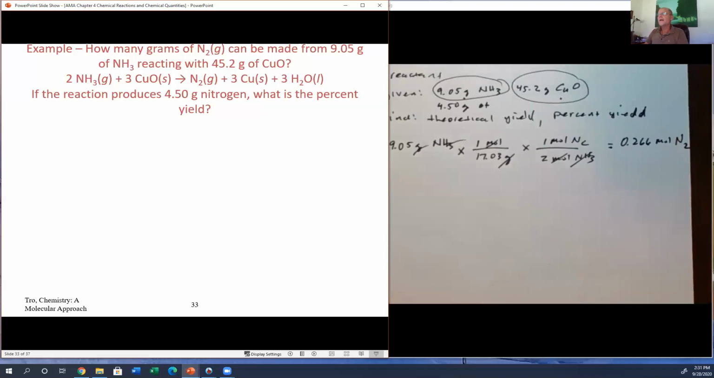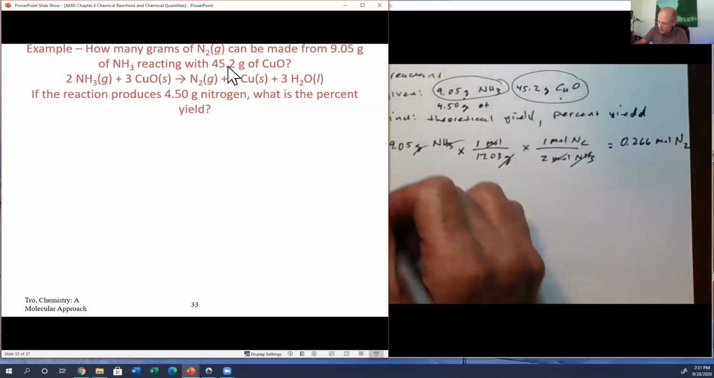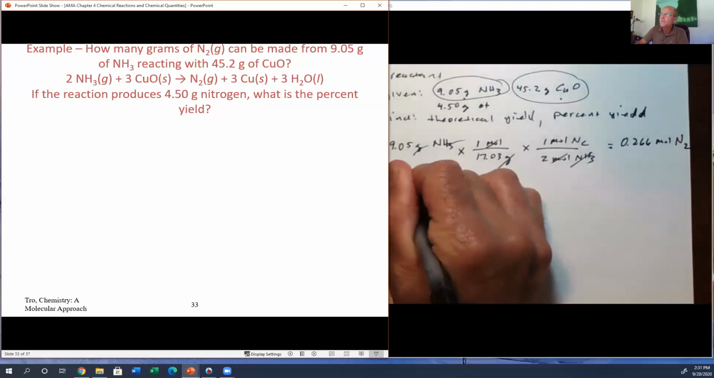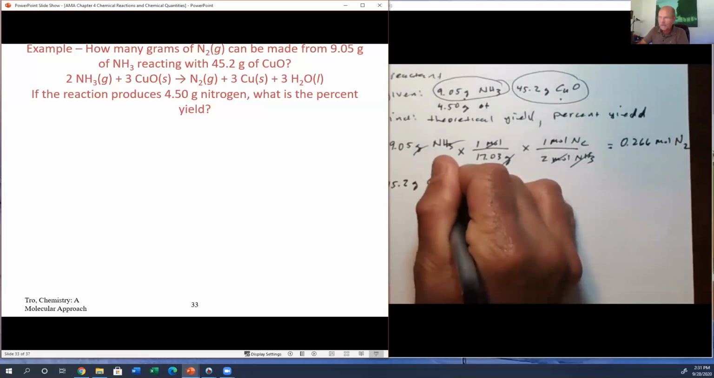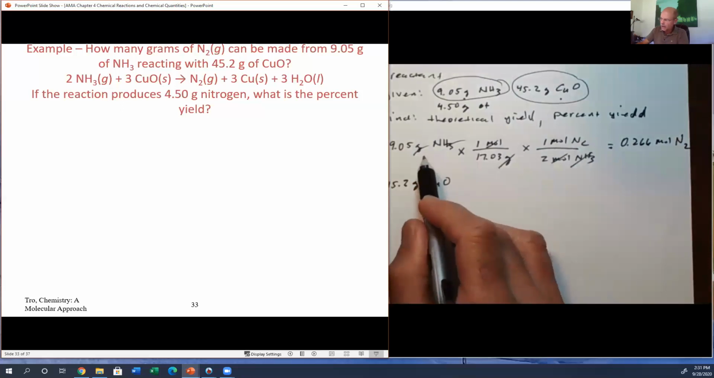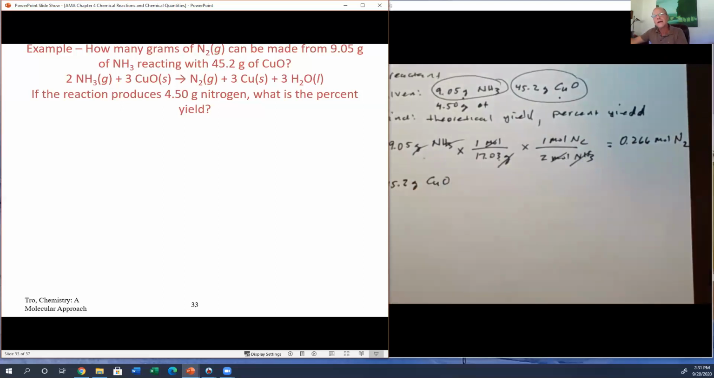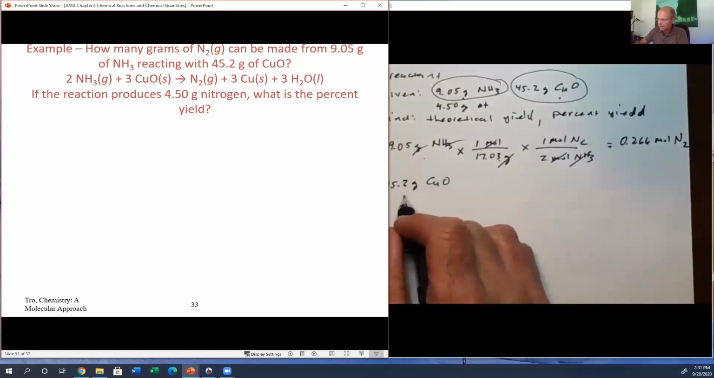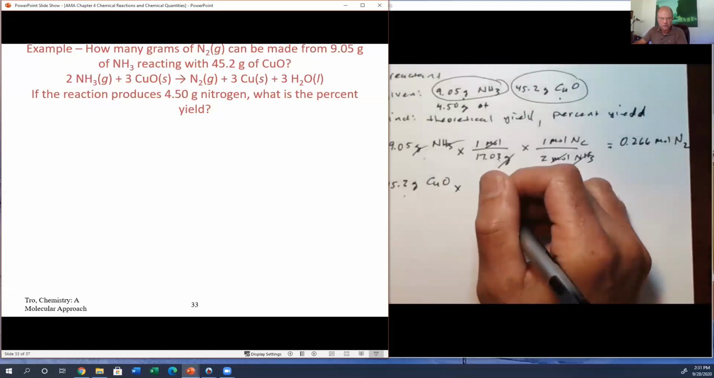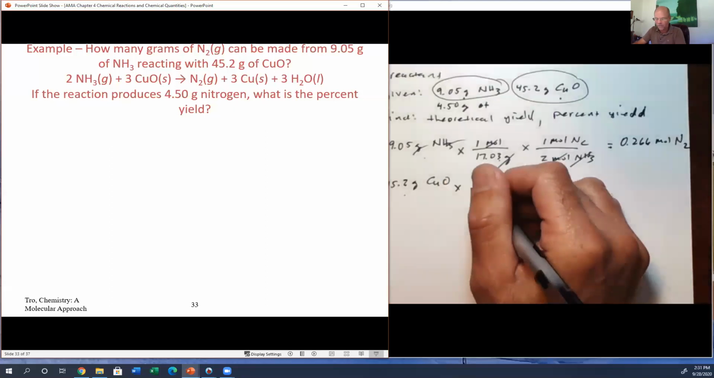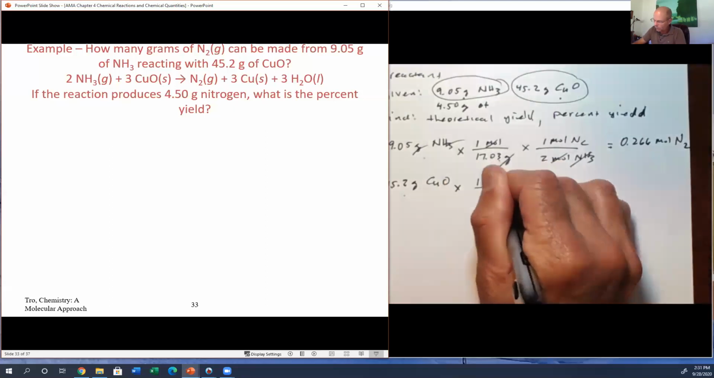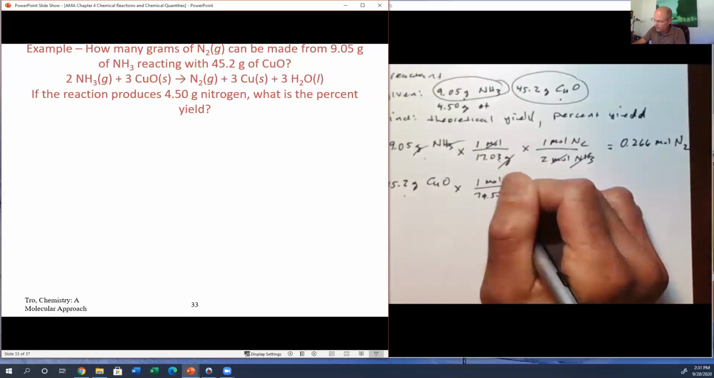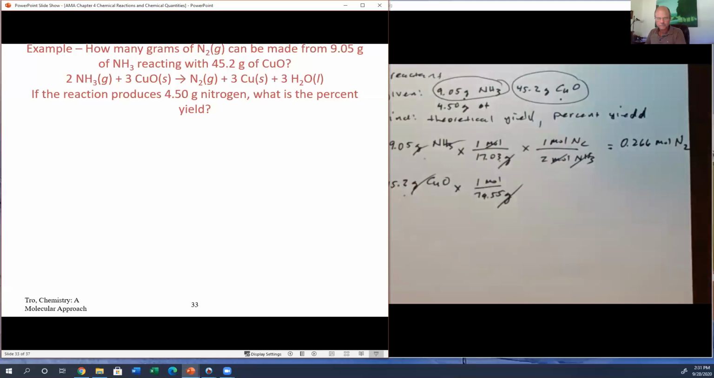Awesome. Okay, then I'm going to take the other starting material, my copper oxide, and I'm saying, okay, how much nitrogen can I make from that? 45.2 grams of copper oxide. And I'm going to do the same thing. Notice I'm going grams to moles. I'm not converting to grams of nitrogen yet because I don't have to yet. First, I'm going to figure out which one's limiting, and then I'm going to convert that to grams. So I'm going to convert grams to moles. The molar mass for copper oxide is 79.55, so 1 mole over 79.55 grams, and that's going to cancel.